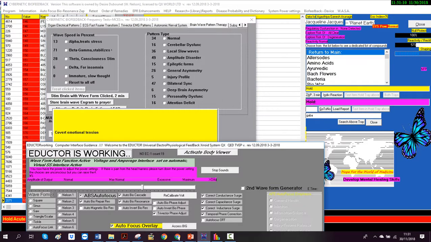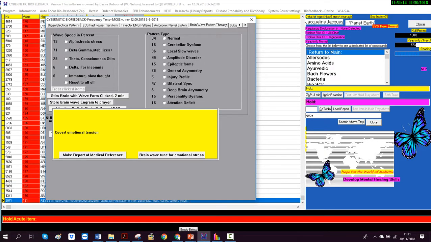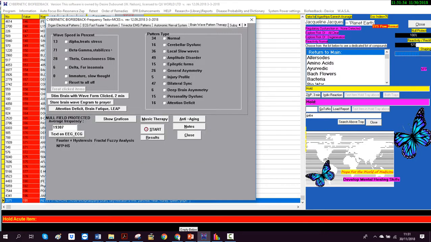So this is finished, you have seen. Here it shows that there is some emotional tension in the brain of that person. We have a command where we could try to harmonize this emotional tension. We will not do this today because it will take some time, so I will just click on this and it will remove it. But in real life, I would do it.